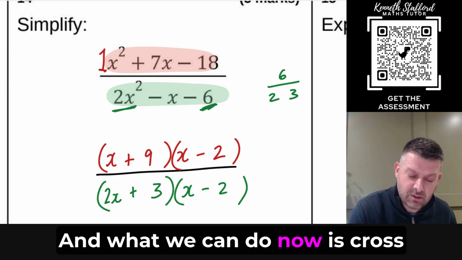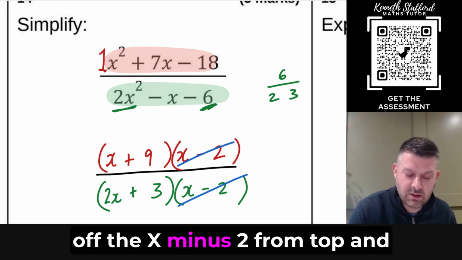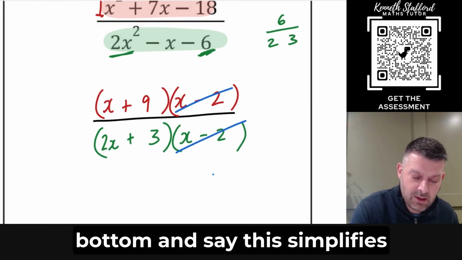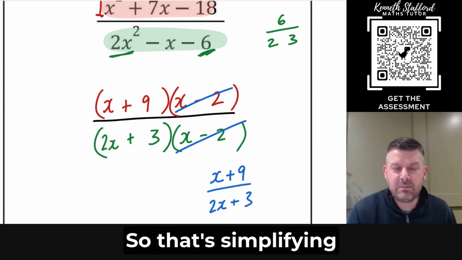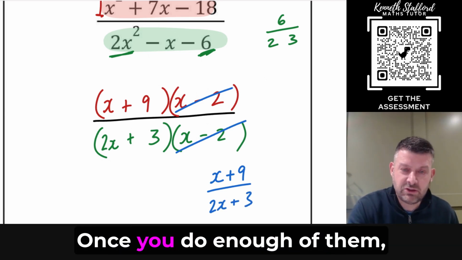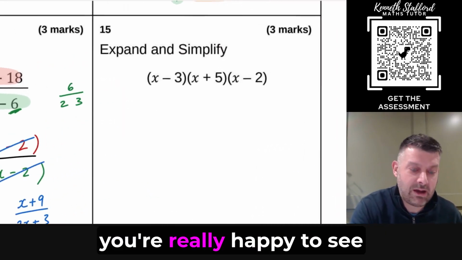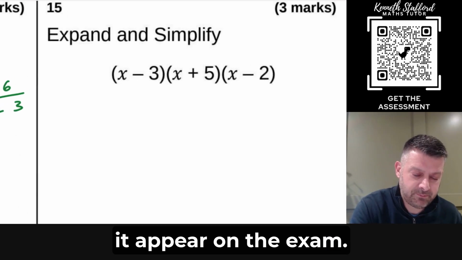And what we can do now is cross off the x minus 2 from top and bottom and say this simplifies to x plus 9 over 2x plus 3. So that's simplifying algebraic fractions. Once you do enough of them, you're really happy to see it appear on the exam.